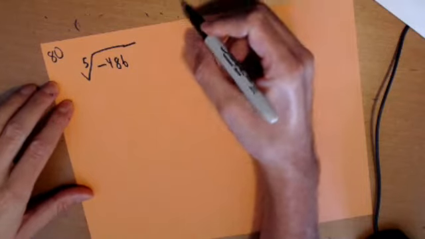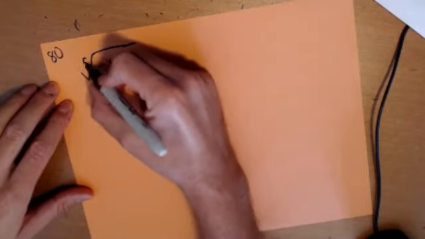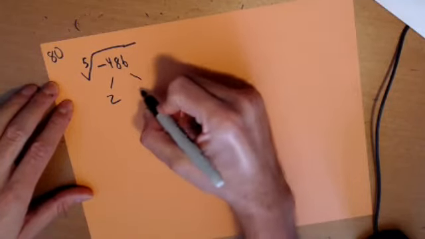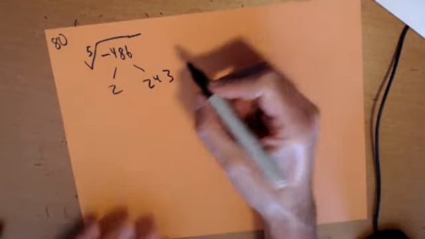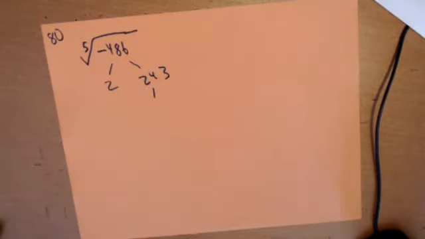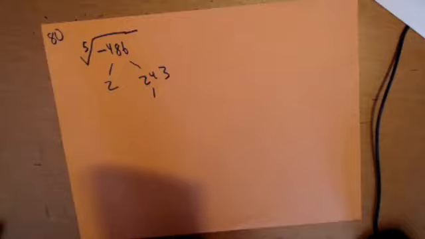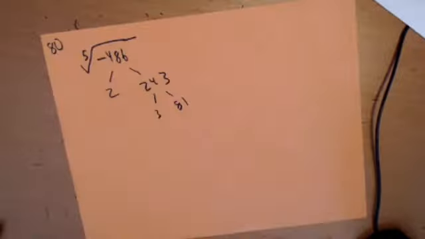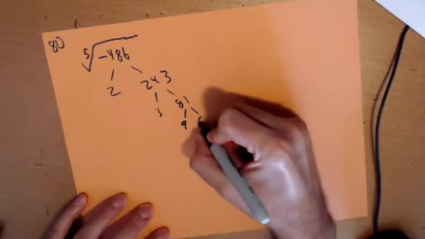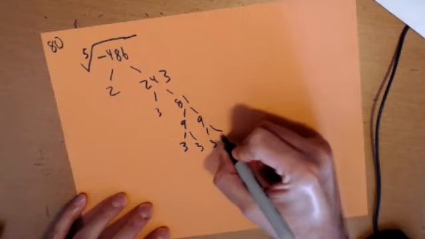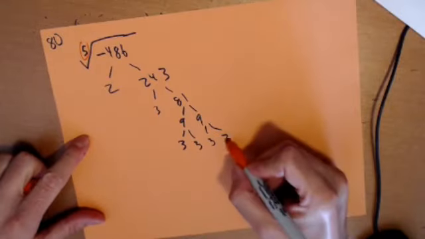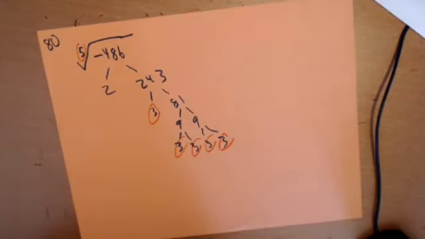-486. Oh my gosh. Well, you can take a 5th root, odd, of a negative, so I guess we have to break it apart. So if I pull out a 2 using my calculator, 2, 4, 3, and then 2, 4, 3, I think 3 goes into 2, 4, 3. Calculator. Oh, goes 81. 3 and 81. Okay. 81 is a 9 and a 9. That's a 3, a 3, a 3, a 3. We need to pull out 5 of them. 1, 2, 3, 4, 5.